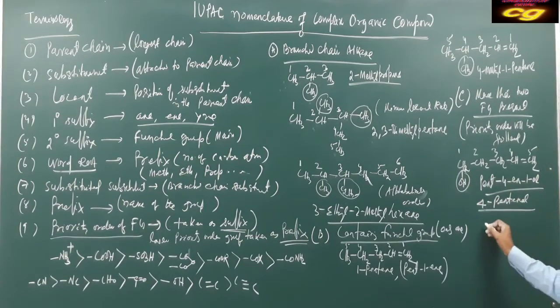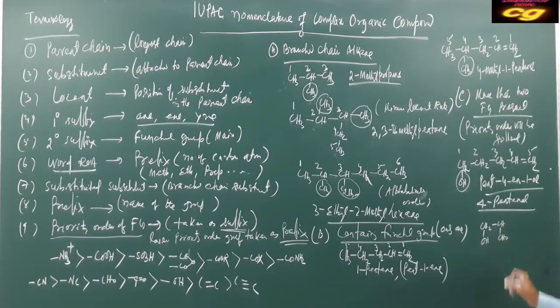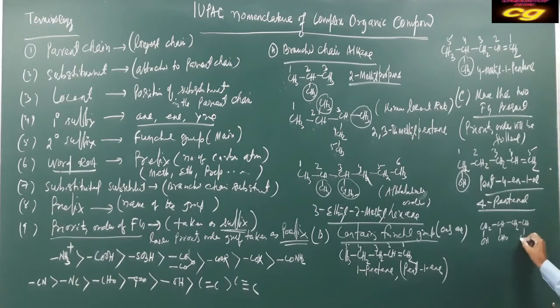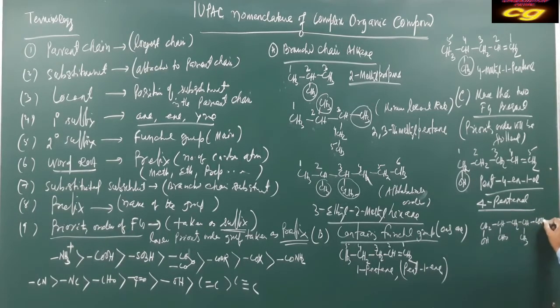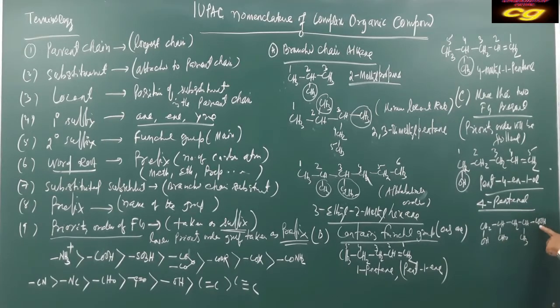For example, it is like this: CH2OH, CH, CHO, CH2, then CH, CH3, then COOH. You see, it is a complex compound having two or more functional groups. OH is the alcohol group, CHO is the aldehyde group, then COOH is the carboxyl group. So three functional groups are there: acid, aldehyde and alcohol. How can we give the nomenclature?